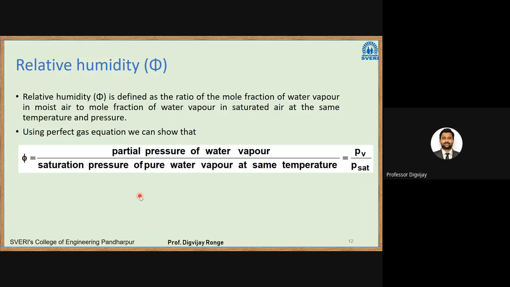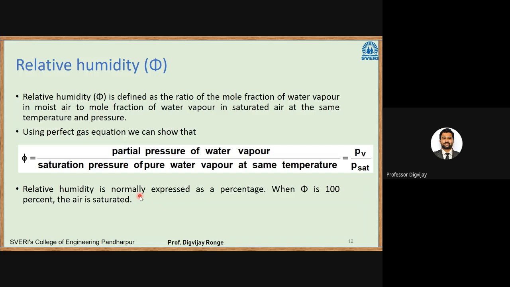Okay, so I hope you have written the equation. Now, relative humidity is normally expressed as a percentage. So, when phi is 100%, then air is saturated. This is logic or common sense here. So, when the relative humidity is 1, we cannot say 1, so it will be 100%. 100% means PV will be equal to Psat. Psat means that air is saturated.